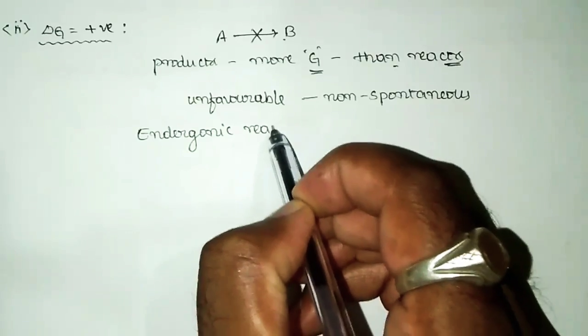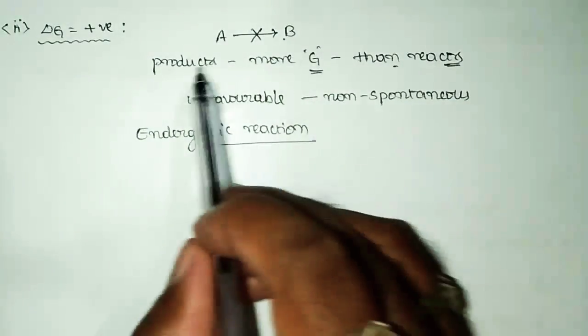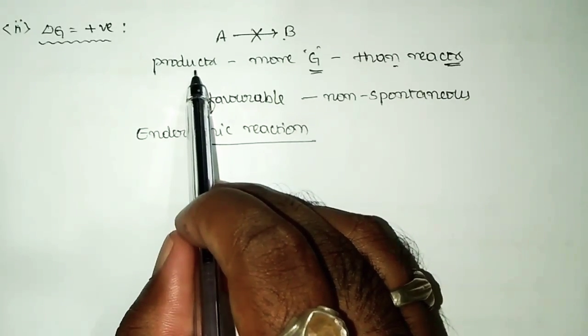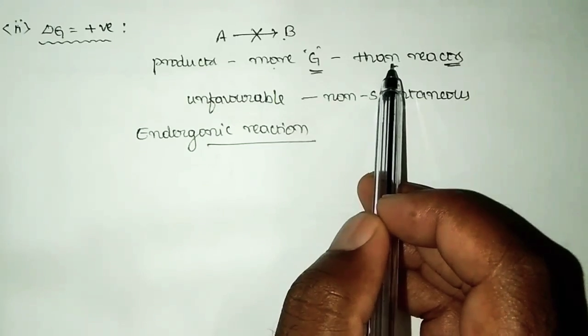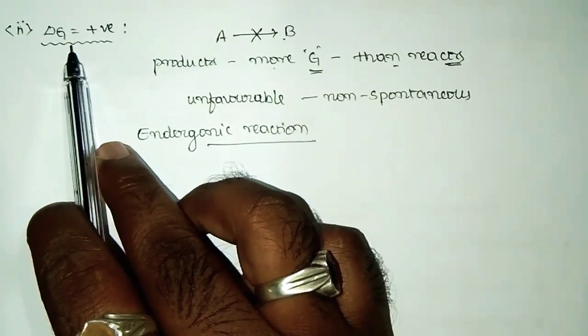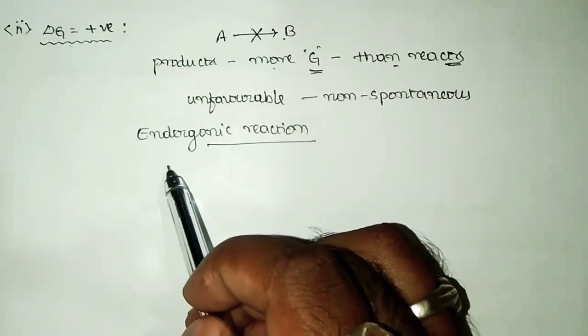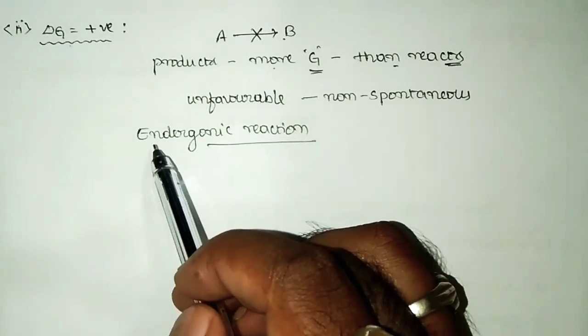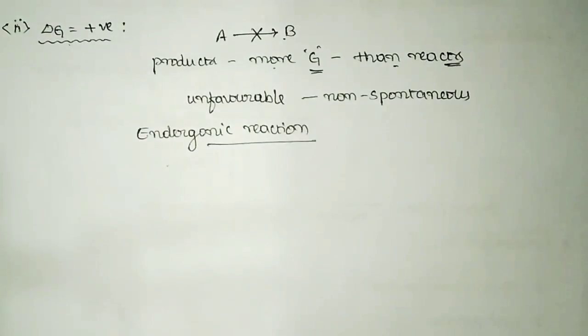Endergonic reaction means the biological reaction for which the free energy of the products is more compared to that of the reactants, and for which the value of free energy change is positive. These are called endergonic reactions. And now we shall see the energy profile diagram for endergonic reactions.